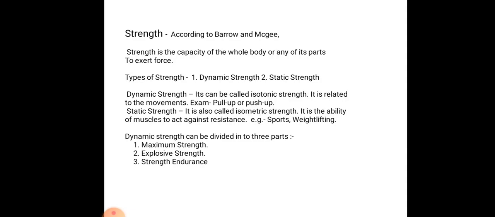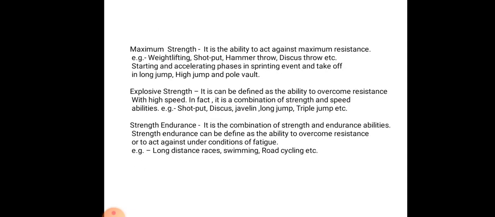Now there are three types of dynamic strength: maximum strength, explosive strength, and strength endurance. What is maximum strength? It is the ability to act against the maximum resistance. For example, weightlifting, shot put, hammer throw, discus throw, starting and acceleration phases in sprinting events, and takeoff in long jump, high jump, and pole vault. That is maximum strength.